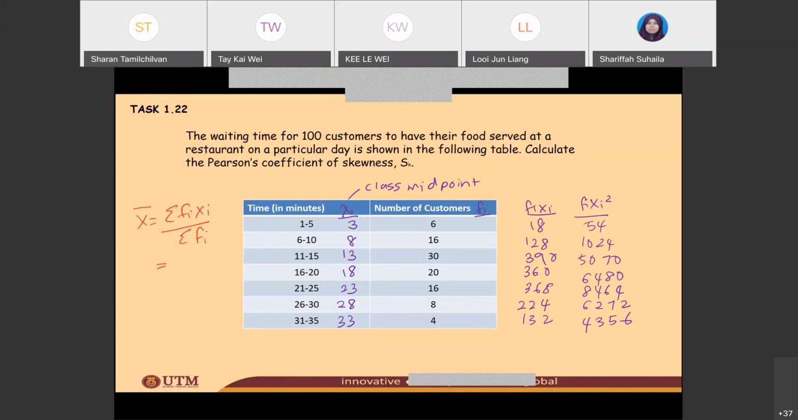Okay, what is your class mean and also class standard deviation? So if you have a total value, the total value is 1620. So 1620 divided by the total frequency, which is 100. So you have 16.2. Okay, so you have 16.2 for your mean.